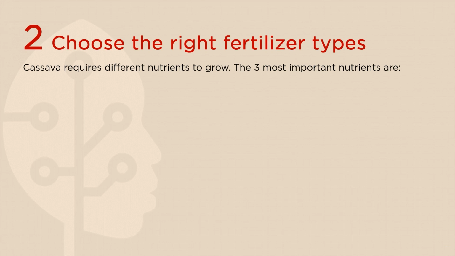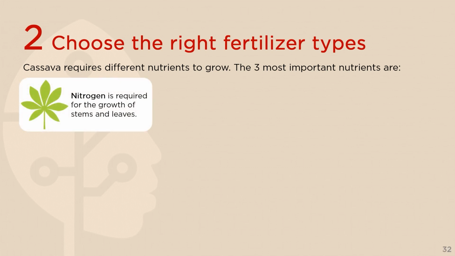To understand how to choose the right fertilizer types, you need to know the most important nutrients and how they can contribute to cassava growth. Cassava requires 3 important nutrients to grow. The first one is nitrogen. Nitrogen supports the growth of the stems and leaves. It is represented by the letter N.